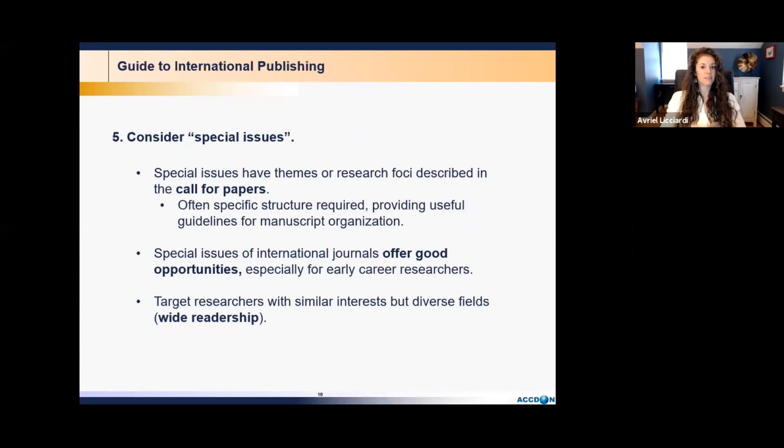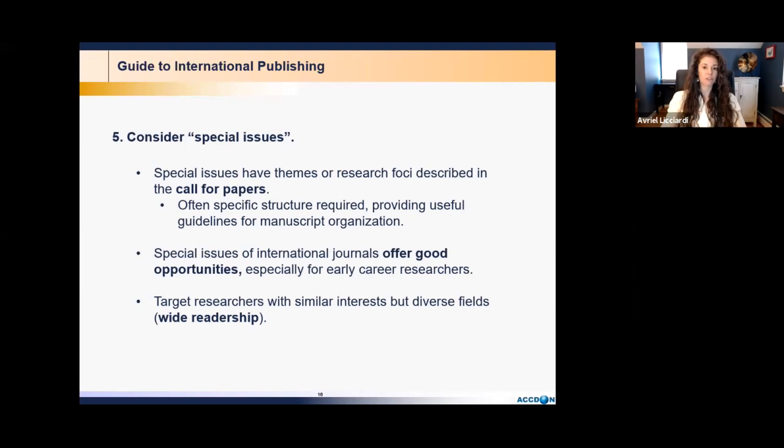Along similar lines, it's also important to consider special issues of journals. So there's regular issues, and then sometimes there's special issues, which have specific themes or research foci that are described in what's known as a call for papers. These special issues often have very certain structures, they have shorter time frames, and they offer a lot of good opportunities specifically for early career researchers, but really for everybody.